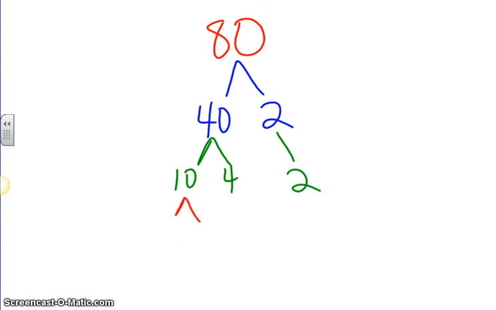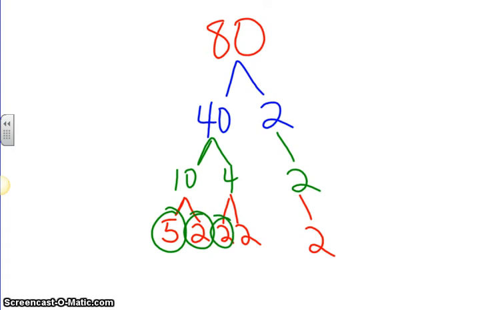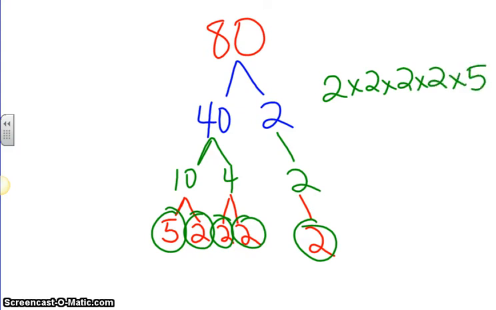We know that 10 breaks down into 5 times 2. 4 breaks down into 2 times 2, and 2 doesn't break down. Now, none of these numbers down here will break down because they're all prime. So the prime factorization is 2 times 2 times 2 times 2 times 5. That is my prime factorization of 80.